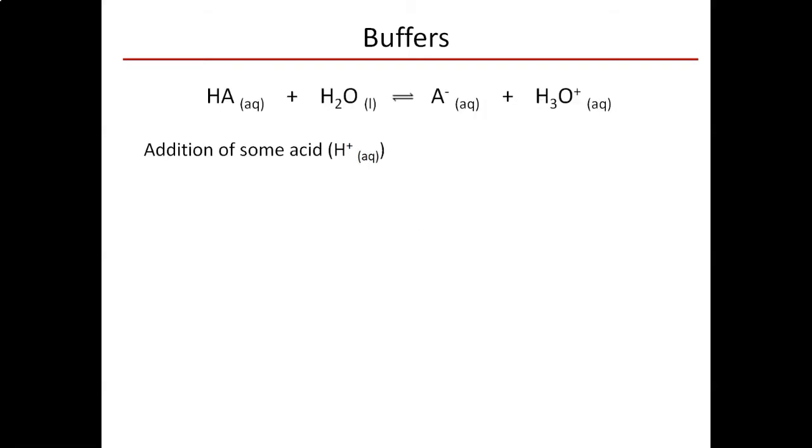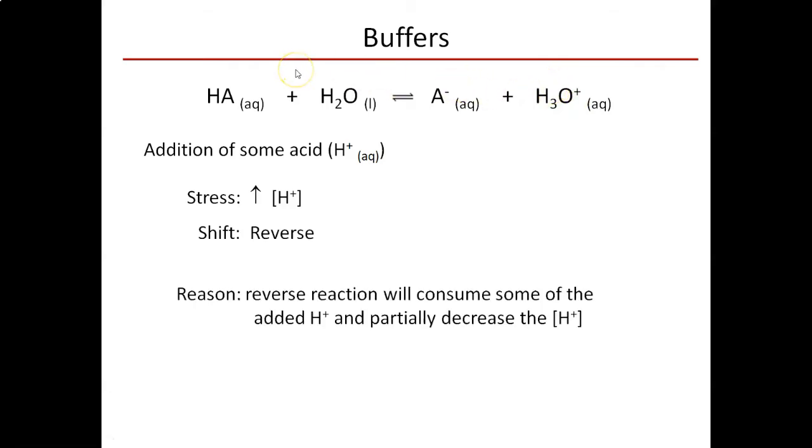So let's say I have this buffered solution. In this buffered solution, I added some weak acid and some amount of its conjugate base. Now I'm going to add some acid. Let's say I add HCl to it. I'm going to add some acidic proton. Well, that causes a stress. In the stress, I increase my concentration of proton or hydronium ion. So as a result, I have to shift to decrease the concentration. I'm going to shift in the reverse direction, because my reverse reaction will consume some of the added protons or hydronium ions. It will partially decrease the concentration of protons or hydronium ions.